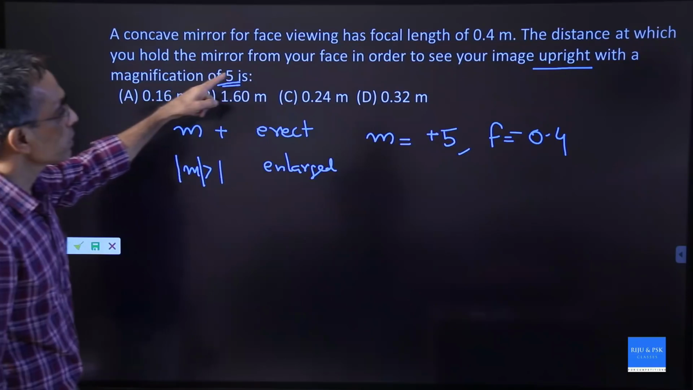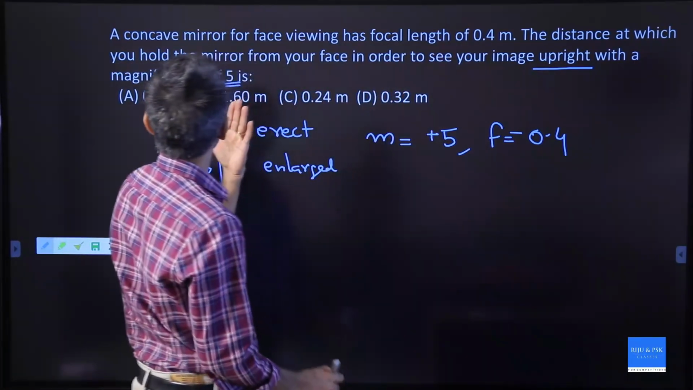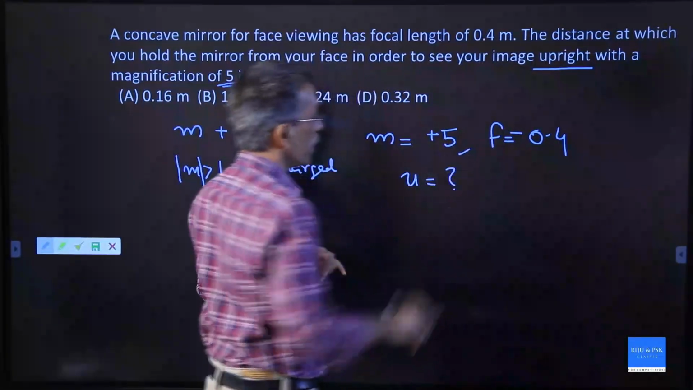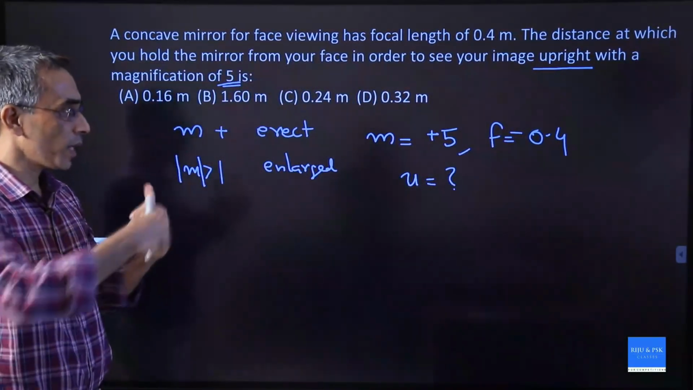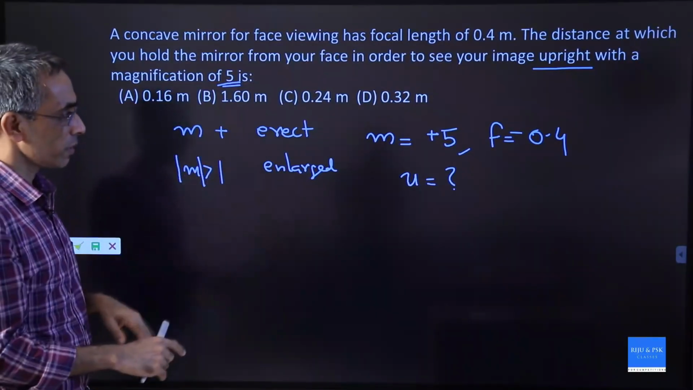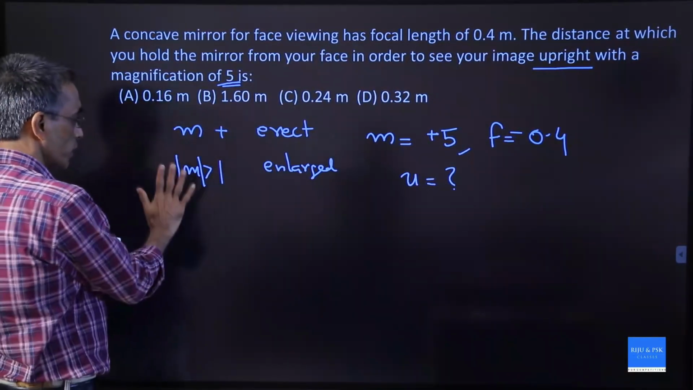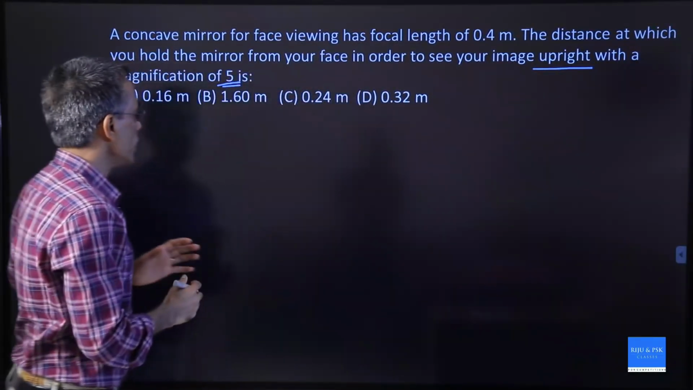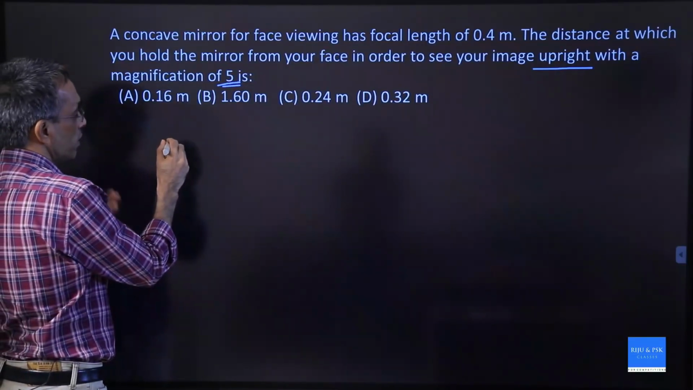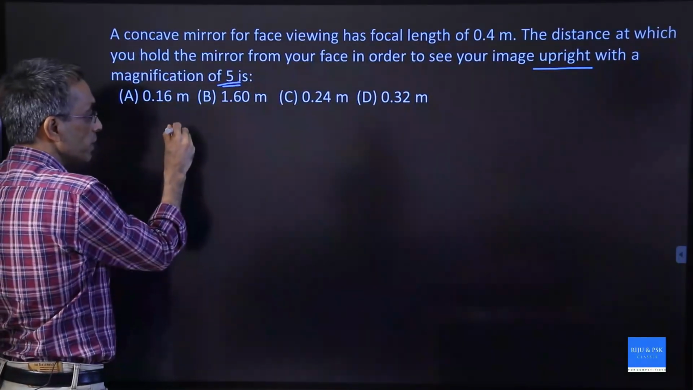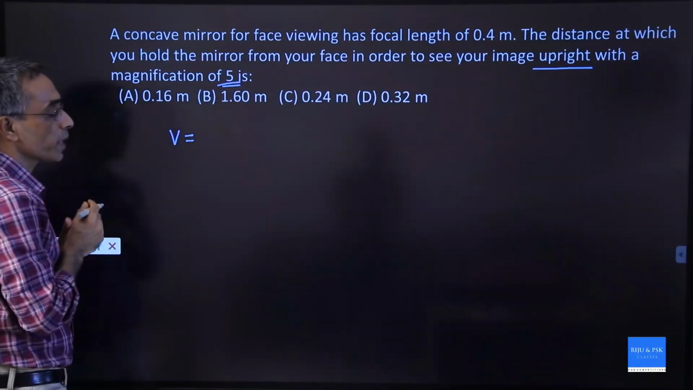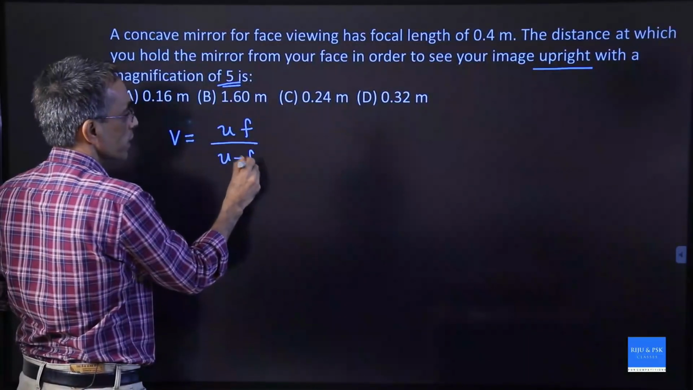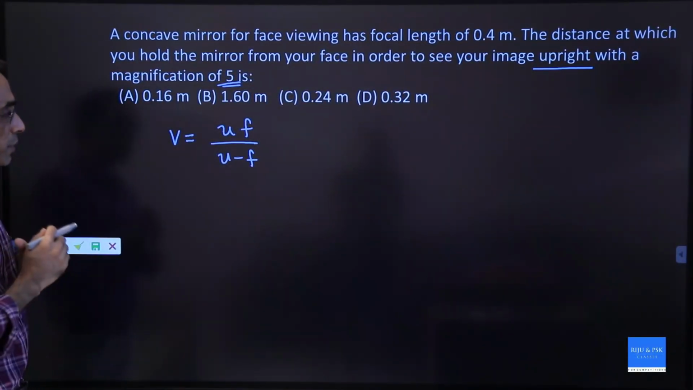We need to find the distance between face and mirror, that is nothing but the object distance. Definitely you can go for the 1 by v plus 1 by u equals 1 by f equation, but I am going to do something different here. Okay, watch out. What is the equation for image distance in a mirror? Image distance in a mirror is given by v equals uf by (u minus f) from your mirror equation.